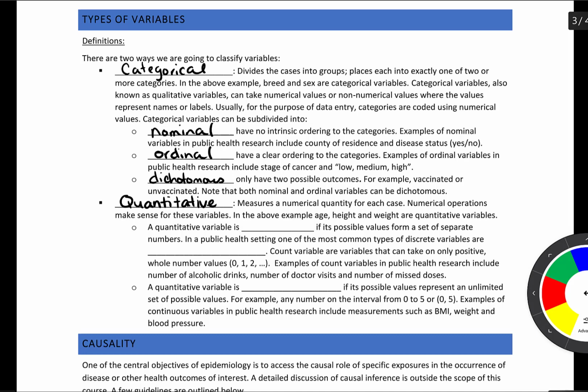So dichotomous variables only have 2 outcomes. For example, vaccinated, unvaccinated. And you should note that both nominal and ordinal variables could be dichotomous.